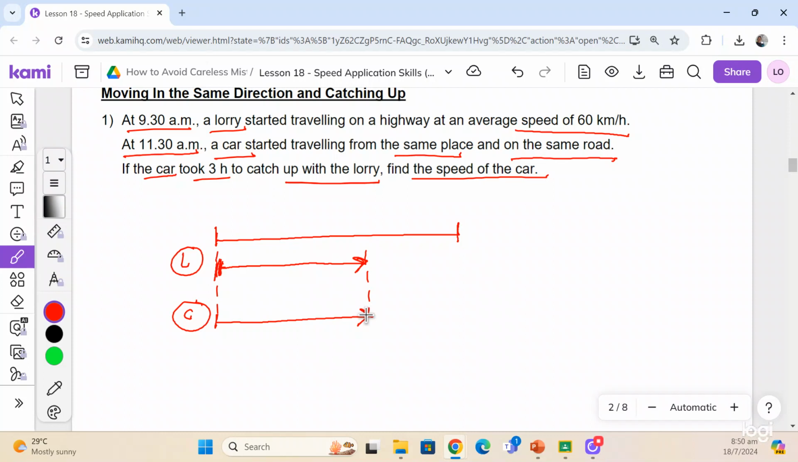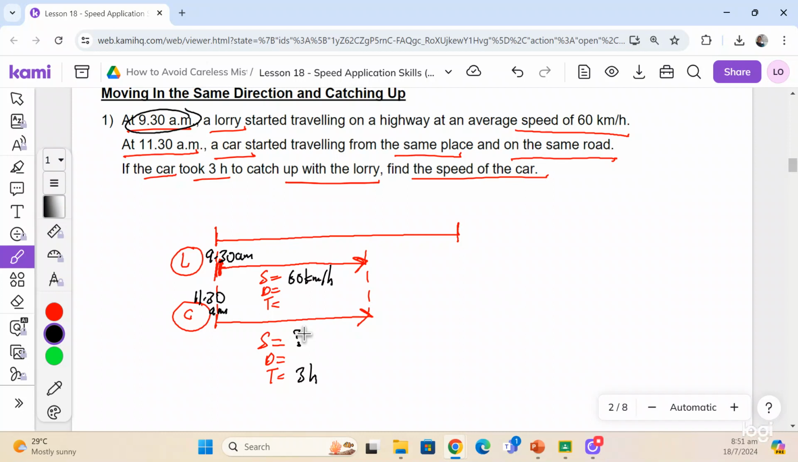Okay, now again, like what we talked about last lesson, every part of the journey has a family. So the lorry has a family, the car has a family of speed, distance, and time. So after you draw the model, which is like this, the next thing to do is to plug the numbers in and put them inside. Like where do you put 9:30 a.m.? So at 9:30 a.m., the lorry started traveling at 60 km per hour. So you continue to fill in the model. At 11:30 a.m., the car started traveling, and the car took 3 hours to catch up. So what is the speed of the car? And that's your question mark. And your model is done. So this is how we solve speed problems.